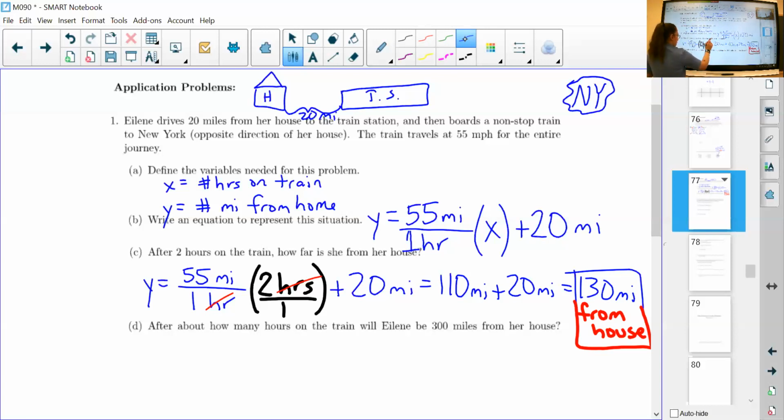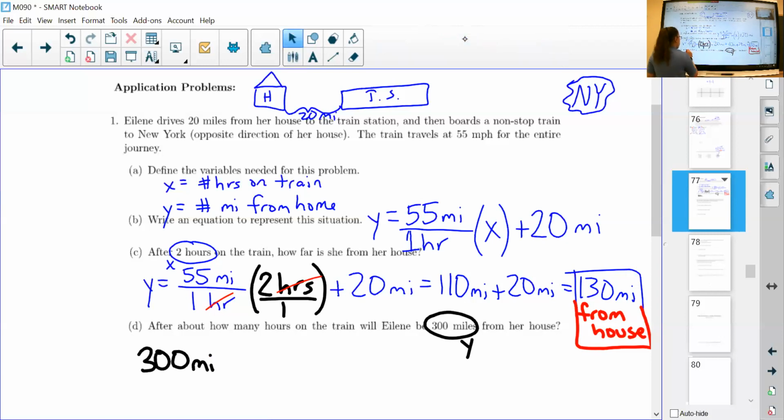So I now have 300 miles. So 2 hours was my X. 300 miles is my Y. And it says about, so I'm going to use an approximately equal sign. 300 miles is approximately equal to, I'll use this equation, 55 miles over 1 hour times X plus 20 miles.